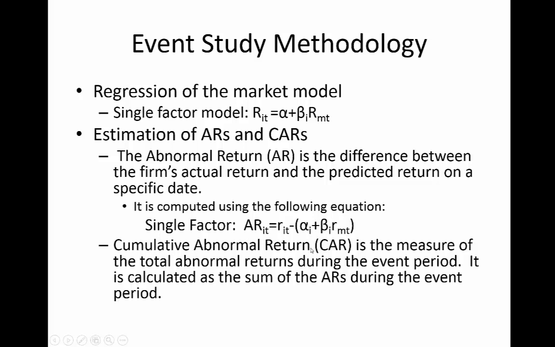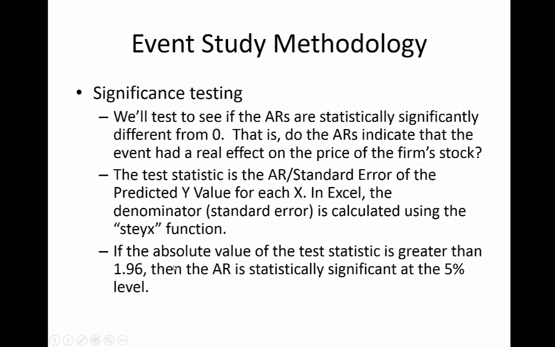The cumulative abnormal return is the measure of the total abnormal returns during the event period. It is calculated as the sum of the abnormal returns during the event period. So we'll get a bunch of numbers, and we need to determine whether or not those returns around the event date are actually statistically significant, or if they're just due to random error. So we'll test to see if the ARs are statistically significantly different from zero. That is, do the ARs indicate that the event had a real effect on the price of the firm's stock?